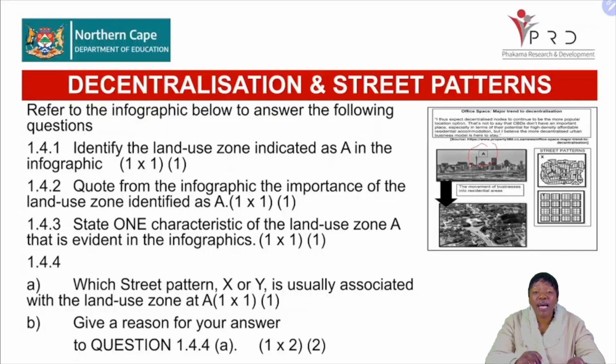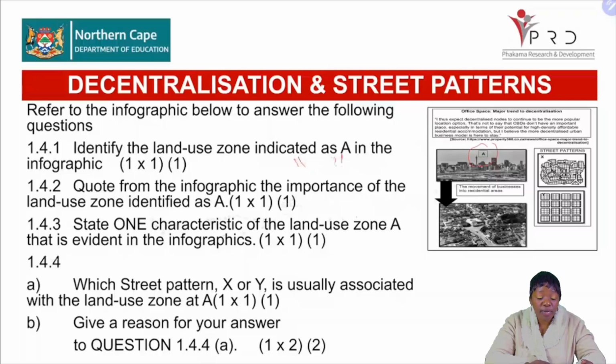We realize there are tall buildings. So what land use zone? We're looking at the building density in the infographic. Then secondly, you quote from the infographic the importance of the land use zone identified at A. Again, if the question says quote, please do not forget to include the inverted commas to indicate that you have quoted from the infographic or from the extract.